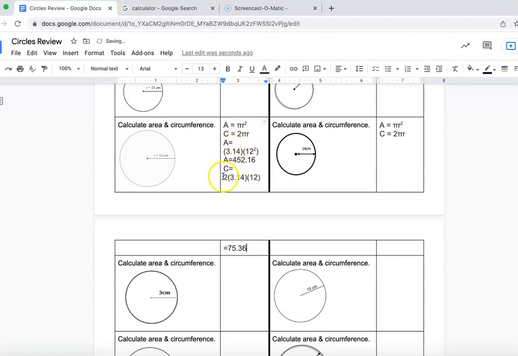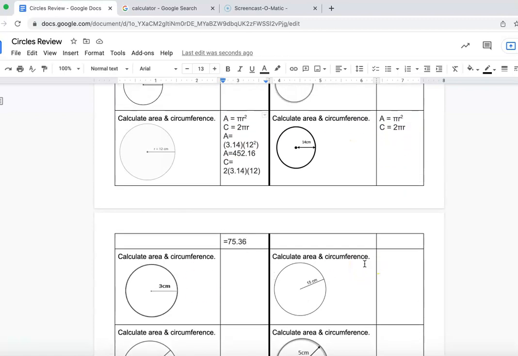Okay, so that is how we're going to solve these. So the area is 75.36, and the circumference is 75.36, area 452. So you're going to actually continue doing that for all of these ones. You can just plug in using the formulas.